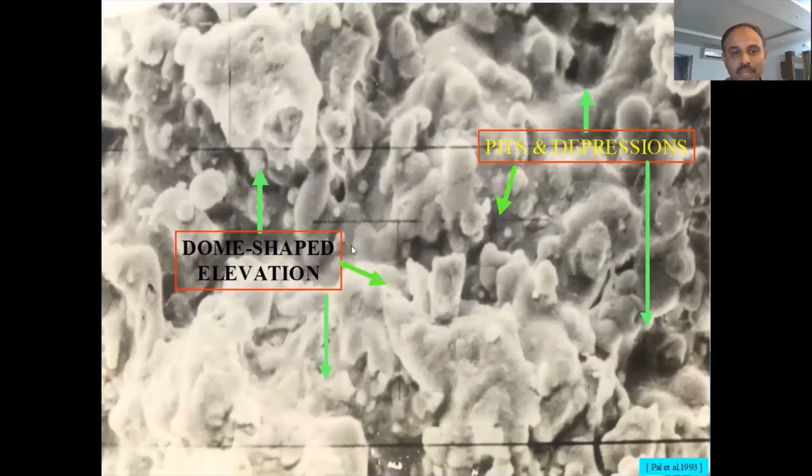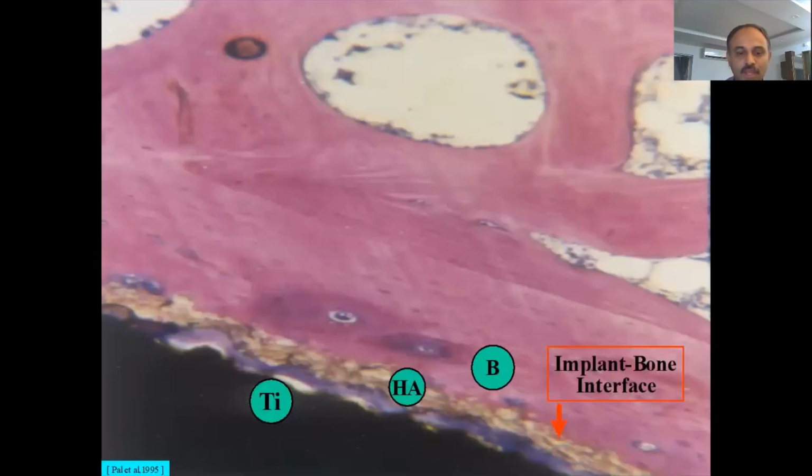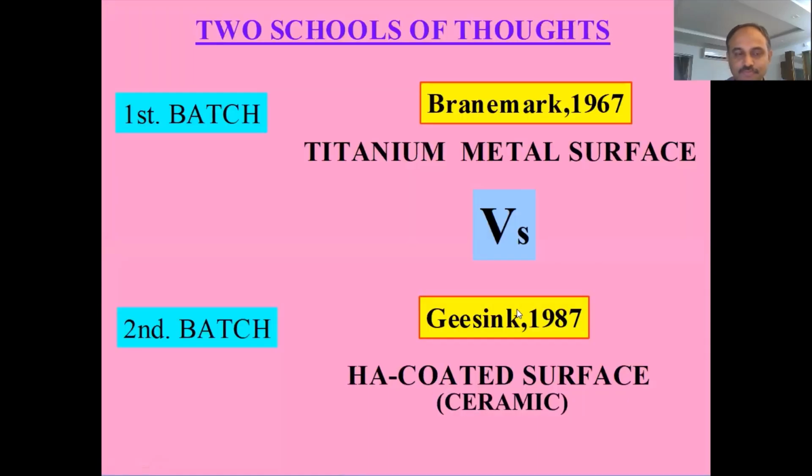Now, zooming in a little more, you can see there is a dome shape. Inside the dome itself, you can see depressions or crypts, and there are depressions which are deeply placed so that the adhesion of the implant will be more. So again, a historical picture where a live bone has been taken, and titanium hydroxyapatite is coated, and the bone interface. So there are two schools of thought.